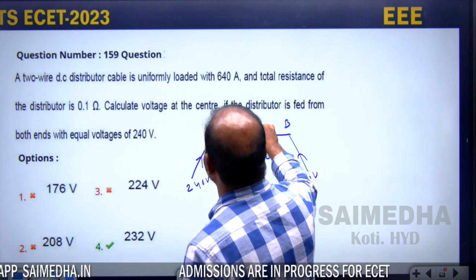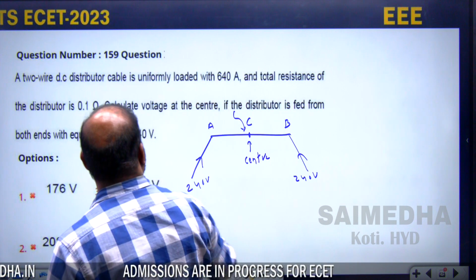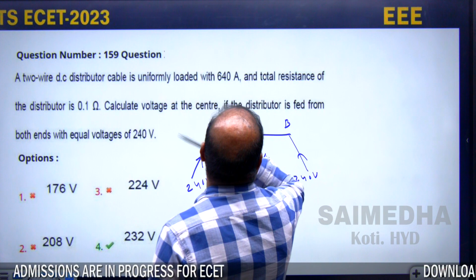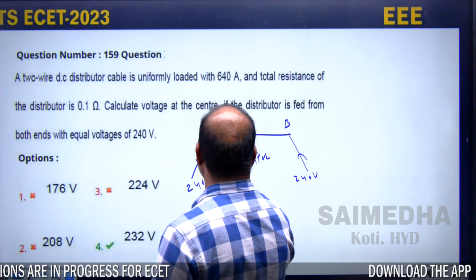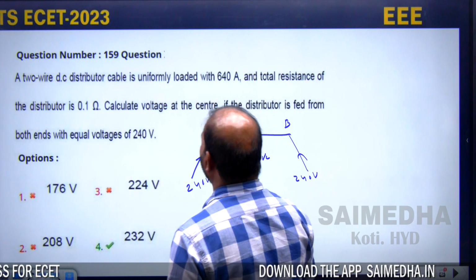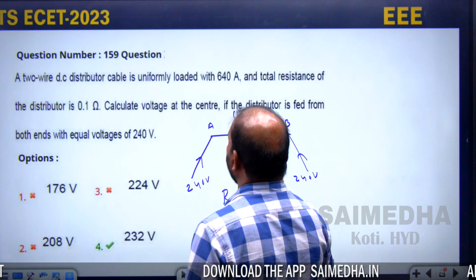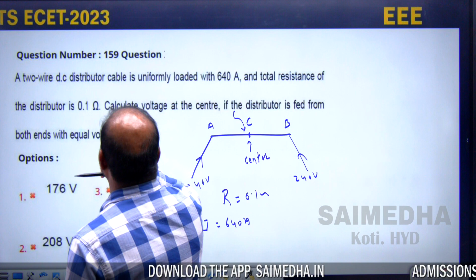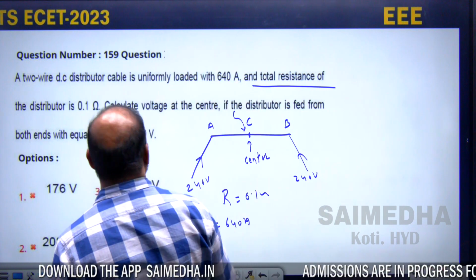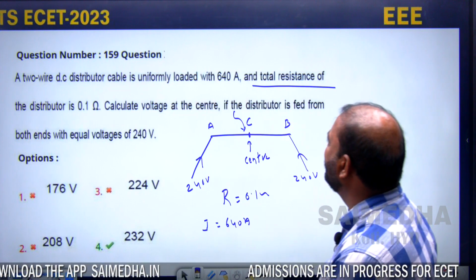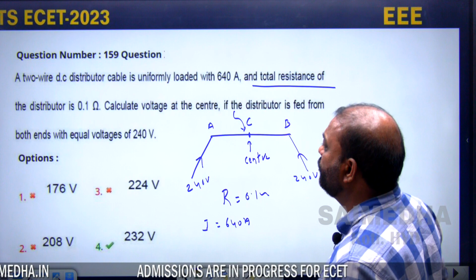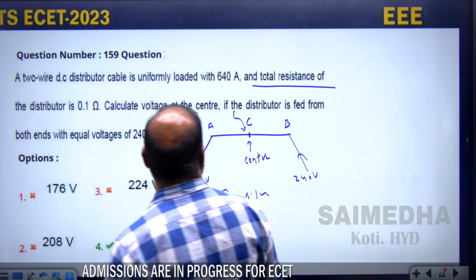Maximum voltage drop occurs. Here he has given the total resistance also: loaded with 640 amperes, means total current is equal to 640 amperes and the total resistance is 0.1 ohm. He didn't mention the resistance of a single conductor, but he mentioned the total resistance of the distributor, so R is equal to 0.1 ohm. Calculate the voltage at center if the distributor is fed from both ends with equal voltage of 240 volts.